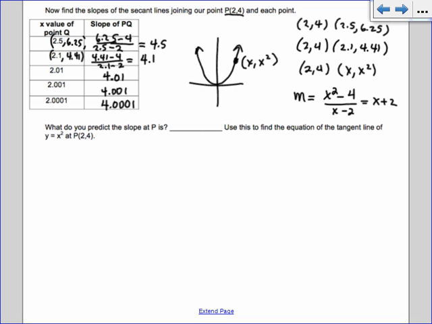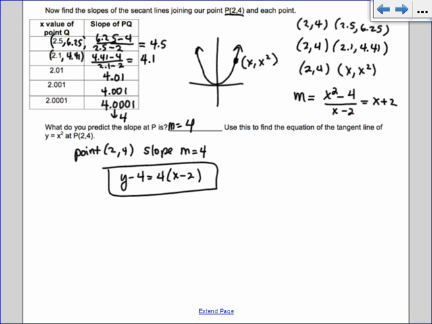Okay. So it says, what do you predict the slope is? So what's our slope getting closer and closer to? 4. So our slope is going to be 4. Then it says, use this to find the equation of the tangent line of y equals x squared at 2 comma 4. So we have a point, 2 comma 4, and we have the slope, which is m equals 4. So can you write the equation of the line? Yep. So you're going to have y minus 4 equals m times x minus 2, or 4 times x minus 2. All right, that's your answer.